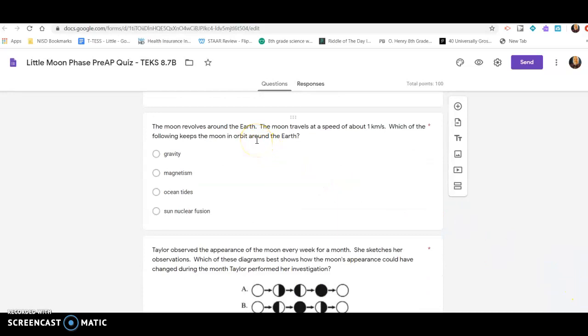The moon revolves around the Earth. The moon travels at a speed of about 1 kilometer per second. Which of the following keeps the moon in orbit around the Earth? Gravity, magnetism, ocean tides, or the sun's nuclear fusion?